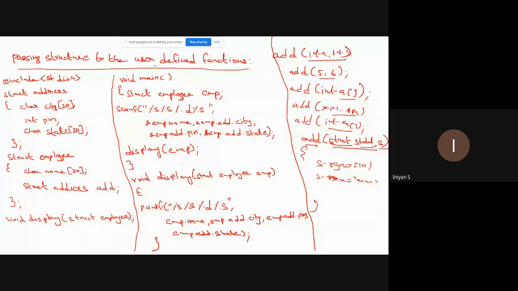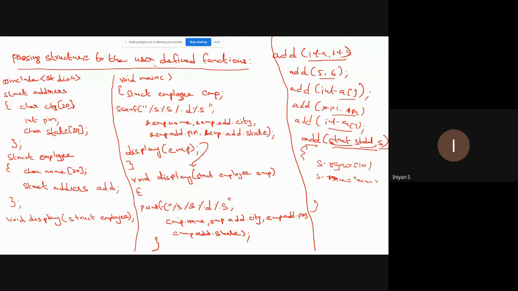Look at these things. I'm passing the outer structure variable, so it's a direct function call. Where will it go? It goes down to the display function, where struct employee emp is passed. Through emp you are printing the details, whatever details you got from the user. Got it?